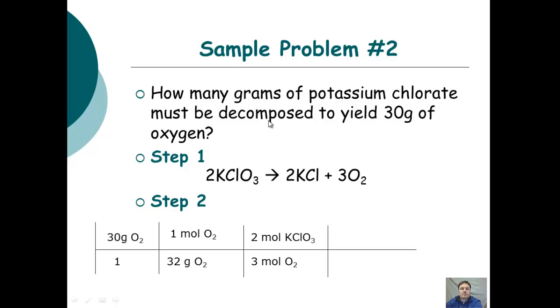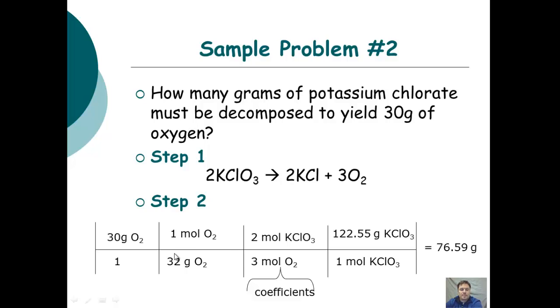Now it wants to know grams, so the final thing I have to do is get rid of moles of potassium chlorate to go to grams, and I can use my periodic table to figure out the formula weight. So I have 1 mole of potassium chlorate is equal to 122.55 grams. Once again, I'm left with doing the math. So 30 times 1 times 2 times 122.55 equals, then I'm going to divide it by 32, divide it by 3 again, and I should end up with 76.59 grams. And I should actually write KClO3, potassium chlorate, after that. So that's a complete answer.